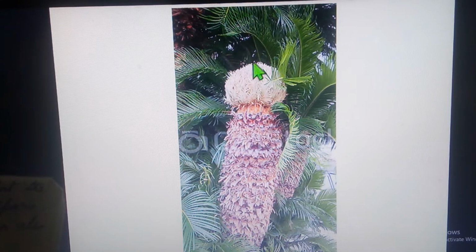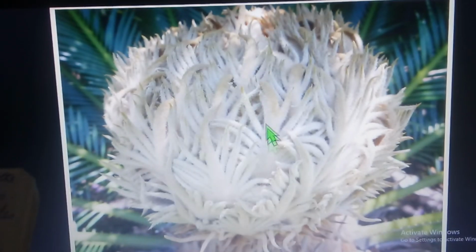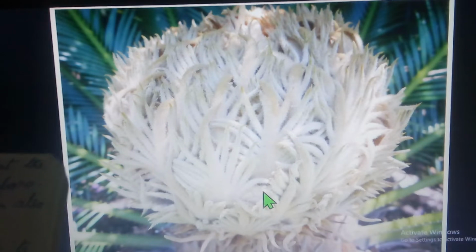Now these Megasporophylls are arranged like an ordinary crown of the foliage leaves, and they are collectively termed as the female strobilus. Yes, you can see here clearly in this picture. These are the Megasporophylls. They are arranged just like an ordinary crown of foliage leaves, and collectively termed as the female strobilus.